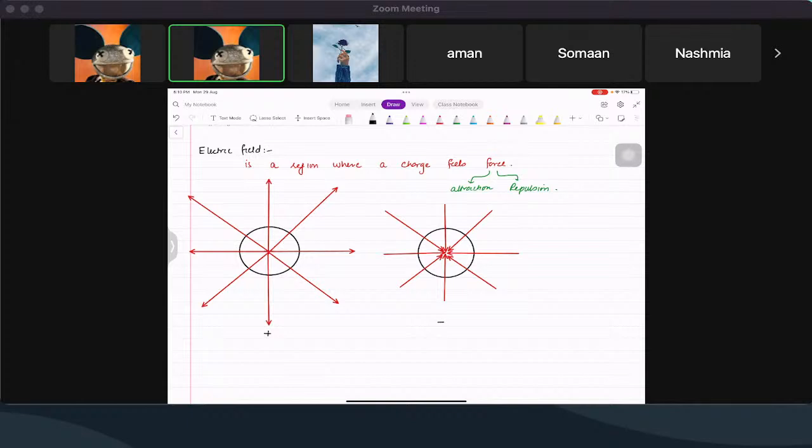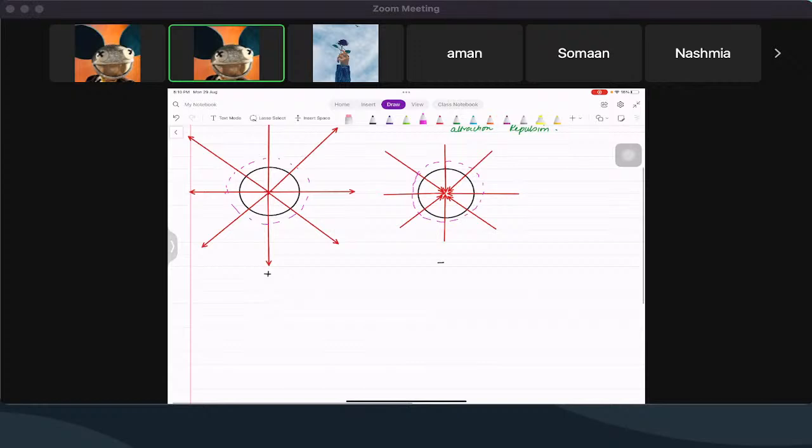Now basically the lines you see, this is not exactly the field. The field is generally radial around it, so this pink line basically shows the field, but the lines have a certain meaning. So we're going to write electric field lines and their meaning.